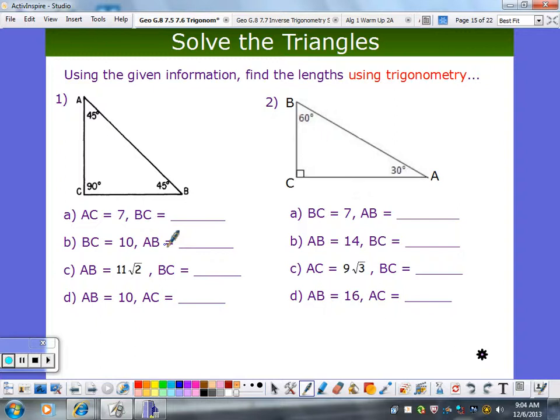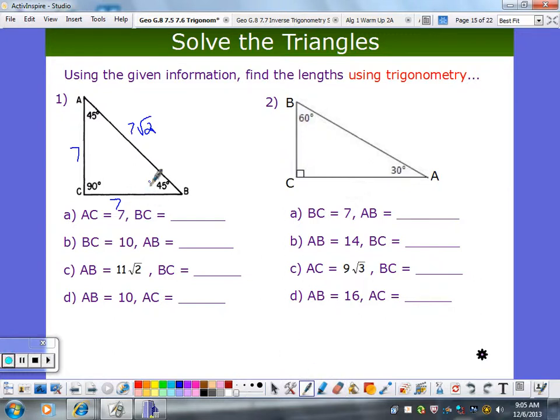Okay, so let's solve these triangles. Now we're going to do them using trigonometry. Now we know how to do it without trigonometry, right? If AC is 7, what is BC? It's a 45, 45, 90. Yeah, 7, right? It's also isosceles. These would have to be the same. What would AB be for that example? 7 rad 2, right? We have those rules. So rather than doing that, we're going to use the trig.